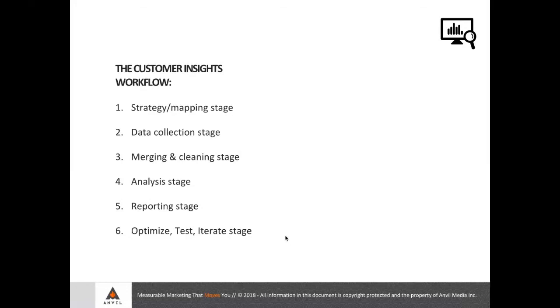So if I were you and you were looking to do this for the first time, I'd print this out because this is what I use. It's my customer insights workflow. First thing I want to do is create some sort of a strategy and mapping document for how I want to actually go about capturing insight for this customer, for this set of customers. So create the strategy first. And what does the data mapping look like? Where is it going to come from? Where is it going to go?